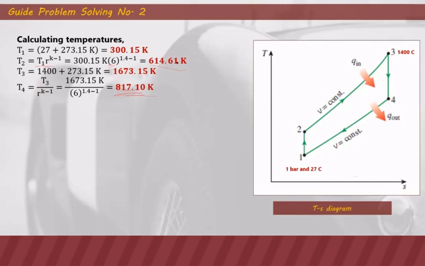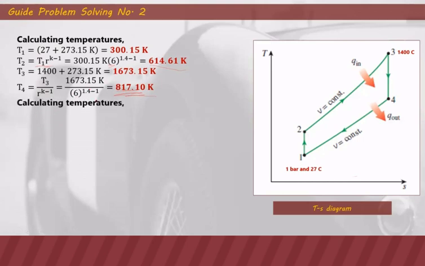That is quite larger than T2. As you can see, the maximum temperature is at point 3. Next to that is point 4, then point 2, and the least is at point 1. So these are the temperatures. These are the unknown temperatures.